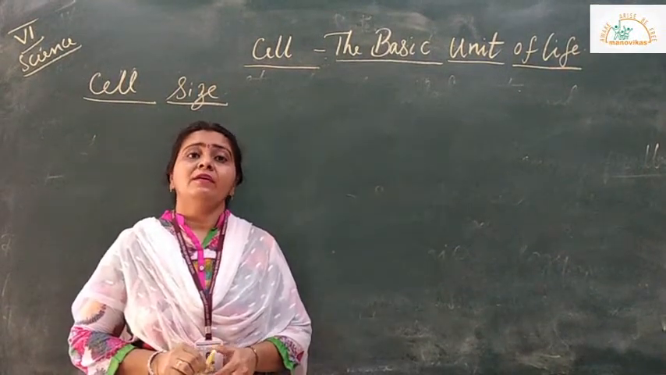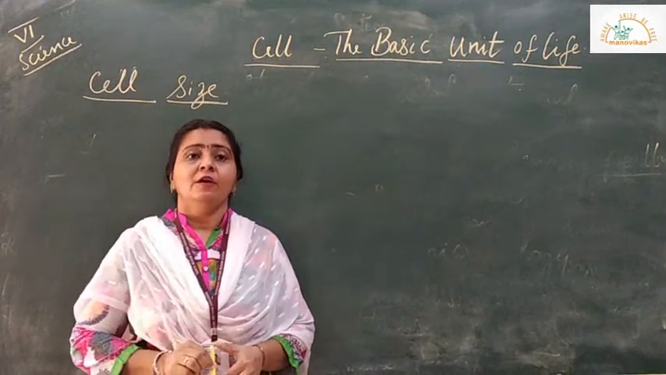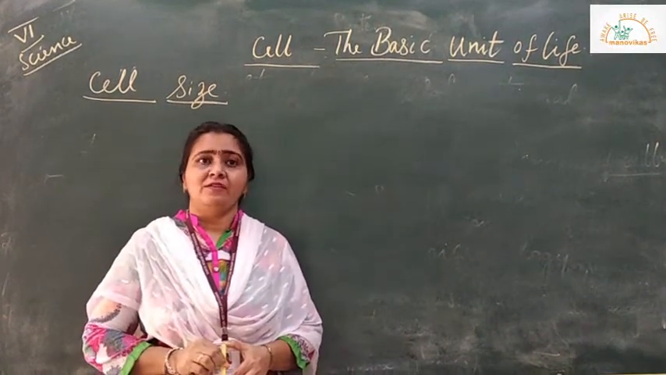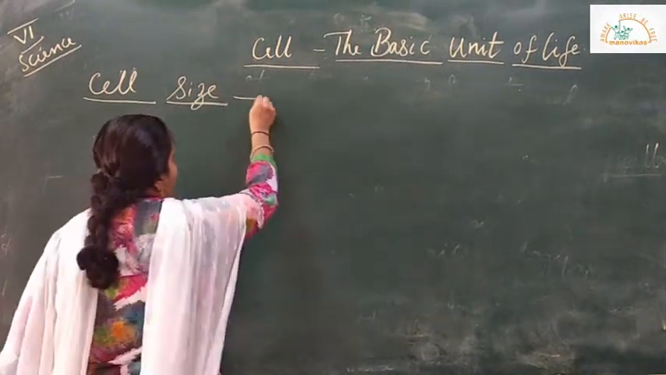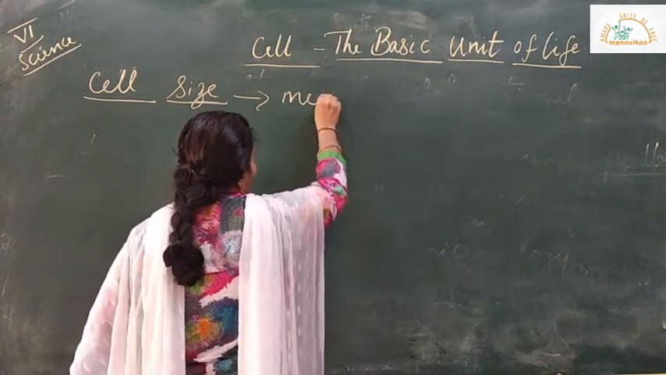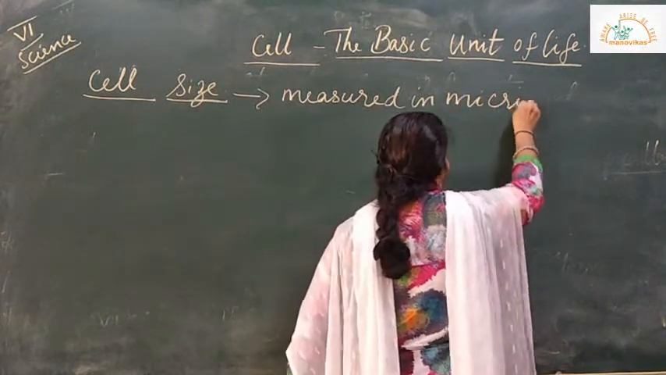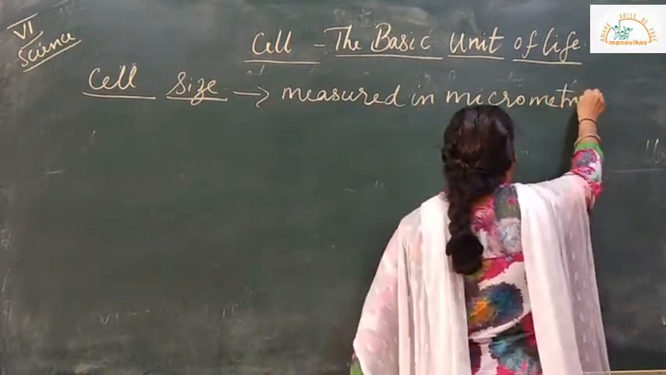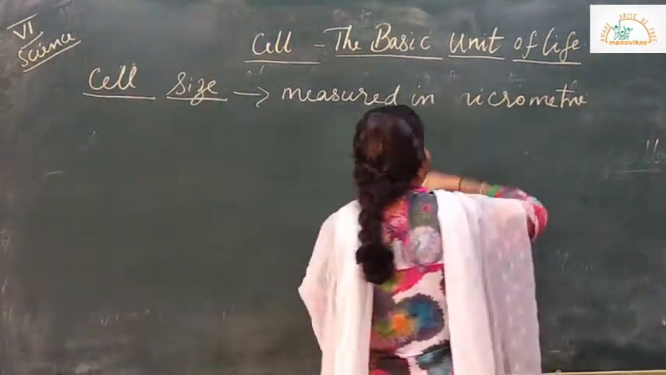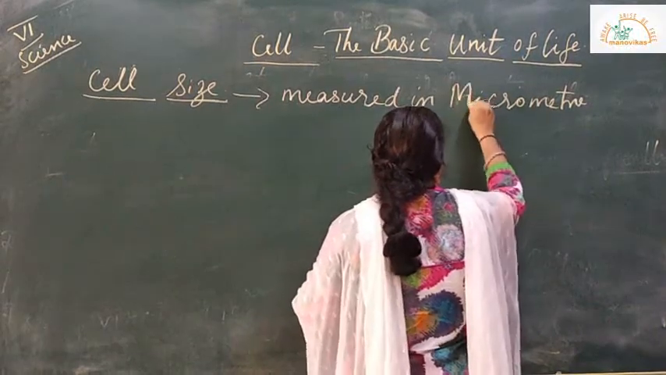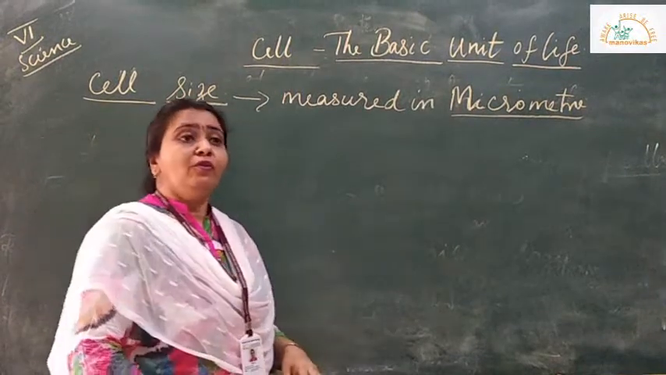Now let us see the size, the number and the shape of cells. First, let us have a look at size. The size of a cell is measured in micrometer. Write it in micrometer. Yes, size of a cell is measured in micrometer.